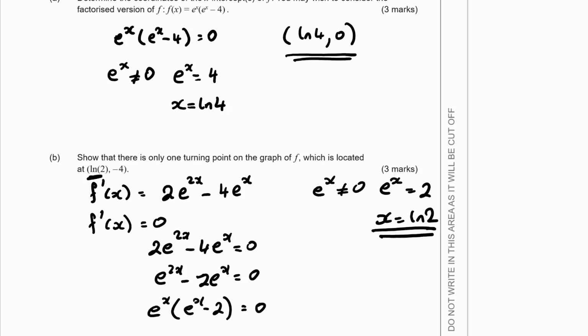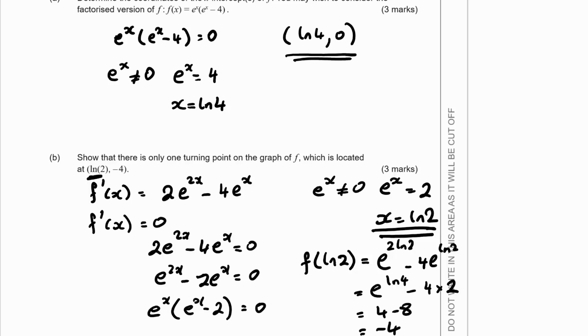And substitute that back in. So f of ln 2 would be equal to e to the 2 ln 2, take away 4e to the ln 2. So put that in there, that would be e to the ln 4, take away 4 times 2. e to the ln 2 is just 2. So that's 4 take away 8, which is negative 4, as required.